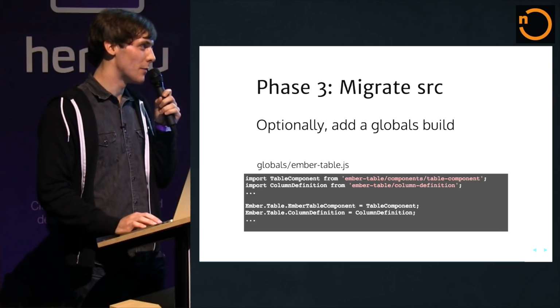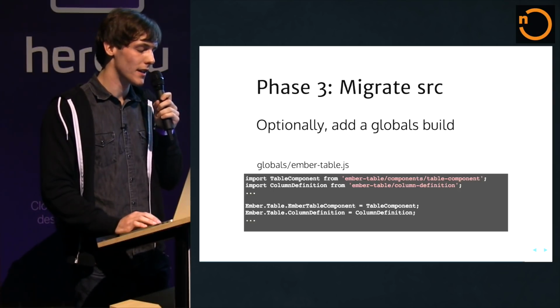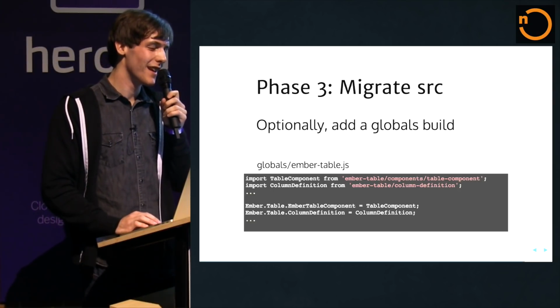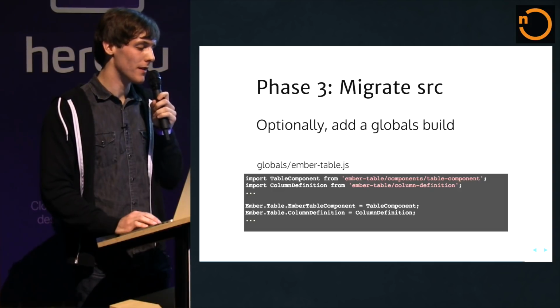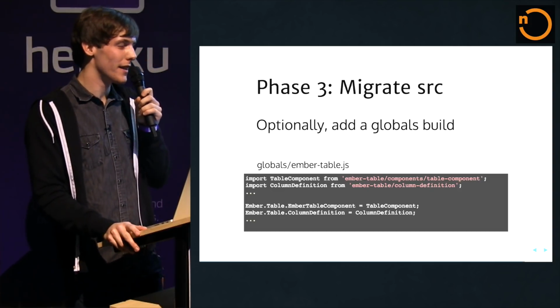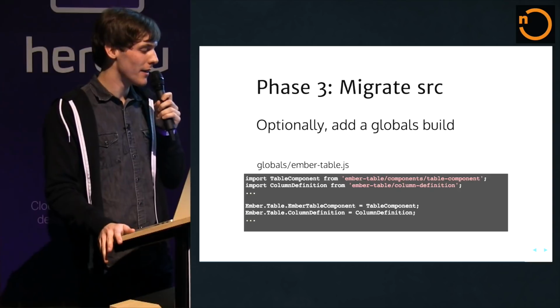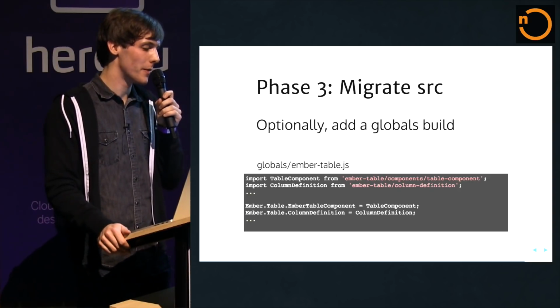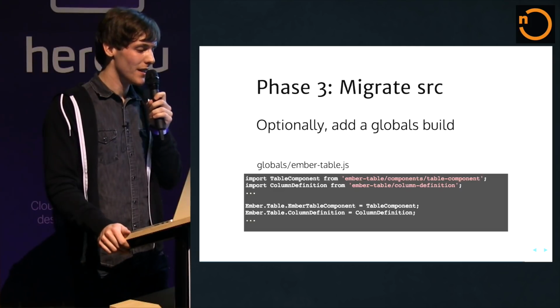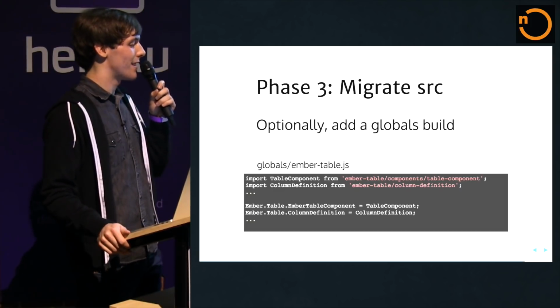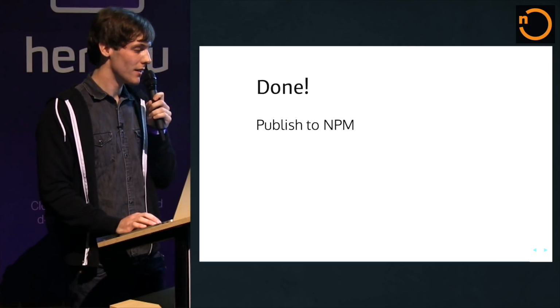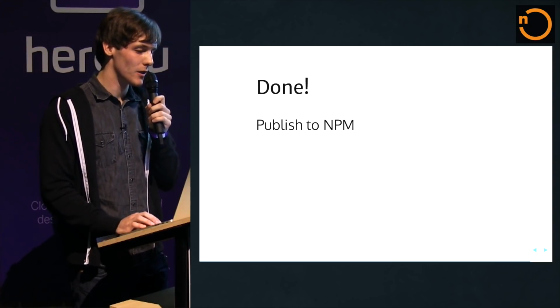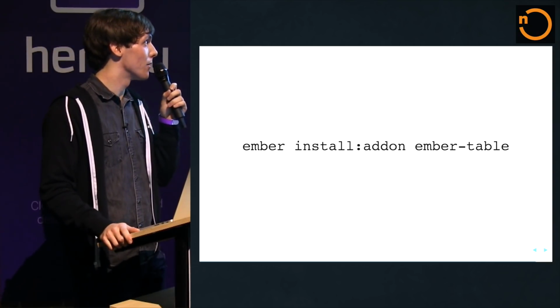And then the final thing you might want to do is add a globals build for backwards compatibility. Maybe this is a file that's outside of the Ember add-on, outside of what Ember add-ons know about, but it does a bunch of imports and then just sets all the globals back to what they were. So this is maybe one final step you could add. And then after this, done, publish to npm, and it should be possible to install via ember install add-on.